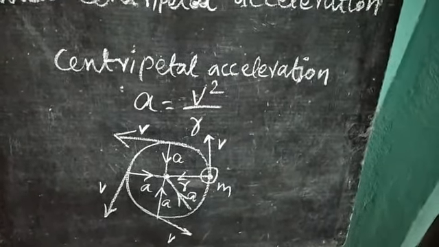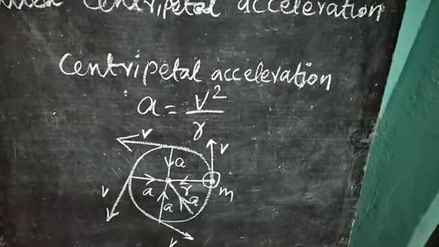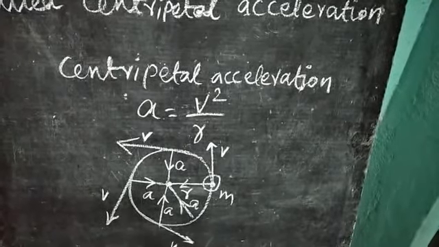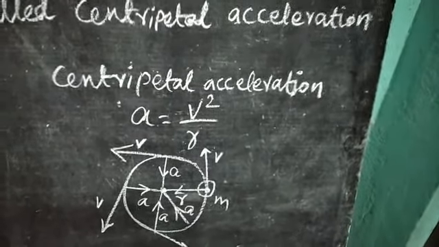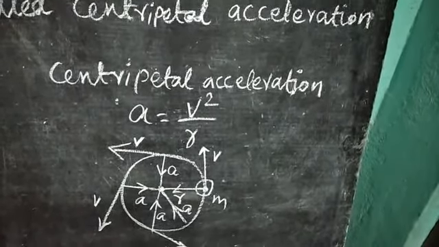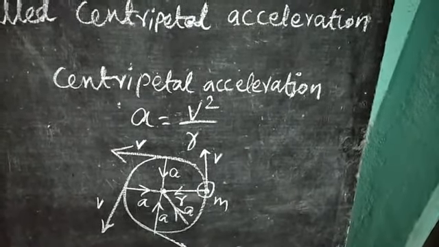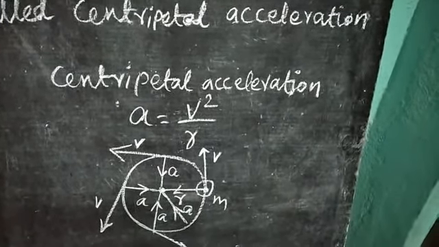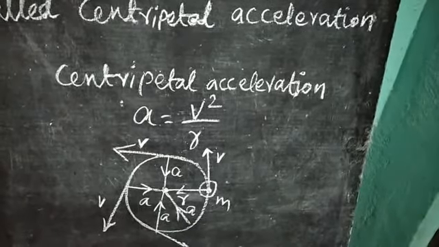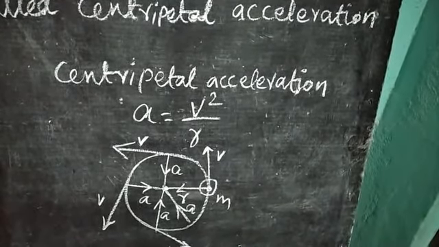Centripetal acceleration a equals v square by r. Here a stands for centripetal acceleration, v is the velocity of the stone, and r is the radius of the circular path.